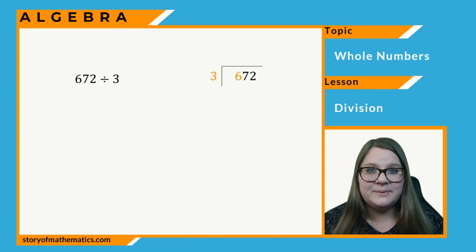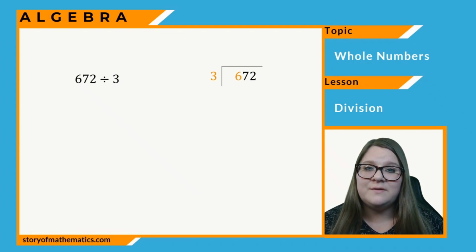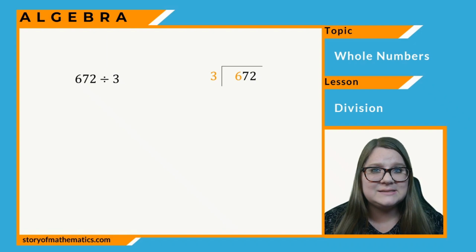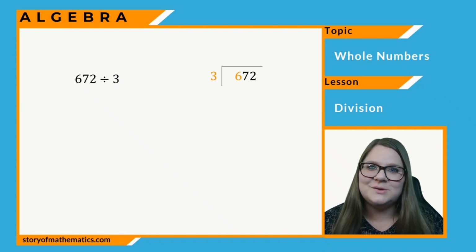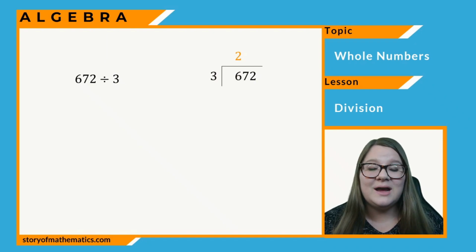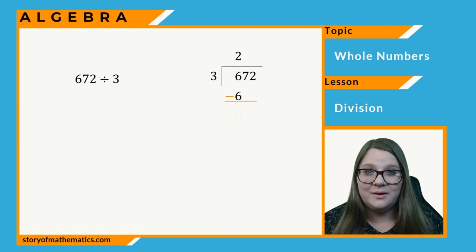Take that outside number and the first digit inside and ask yourself, how many times does 3 go into 6? Well, this actually goes in evenly, so it's super nice. 3 goes into 6 exactly 2 times. So I take the number on the top of the house, and I multiply it by the number on the outside. 2 times 3 is 6. When I subtract down, I get 0.